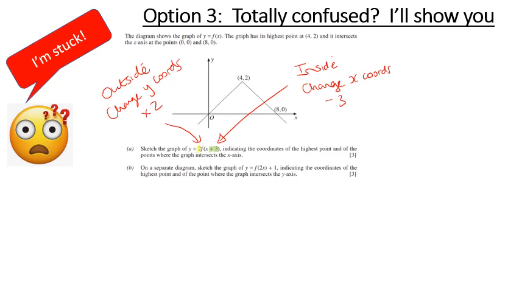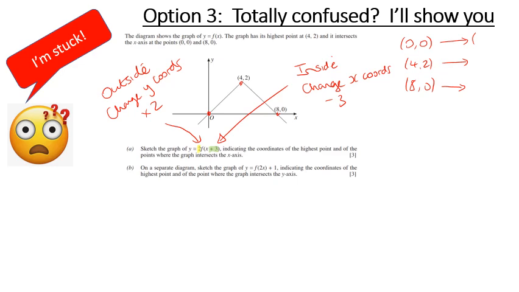So what you might want to do, question A, is maybe make a list of the coordinates in the original question, which are 0, 0, 4, 2, and 8, 0, and then just work out where they are going to go.